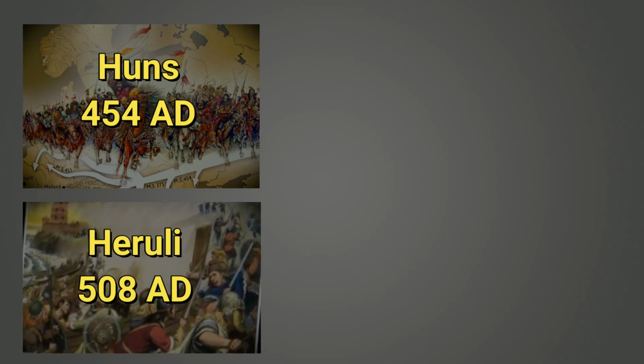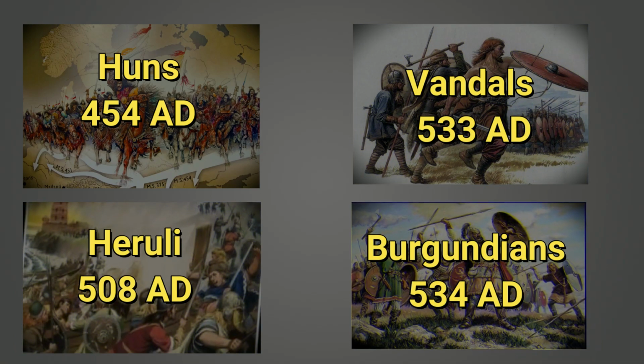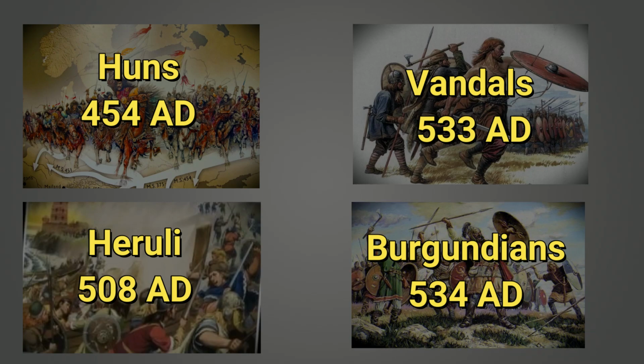And we know this because the Huns fell off the map around 454 AD, the Heruli ended in 508 AD, the Vandals were destroyed in 533 AD, and the Burgundians were conquered in 534 AD. So how can all 10 tribes be infused with the papacy when in reality, several of them were destroyed before the papacy even came into existence?